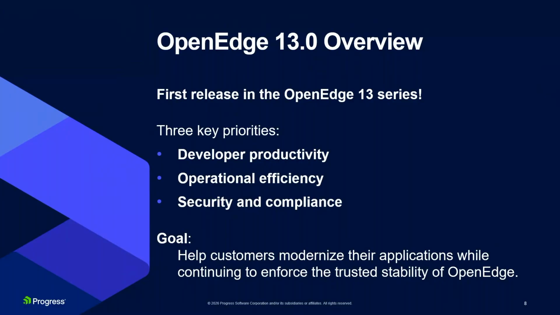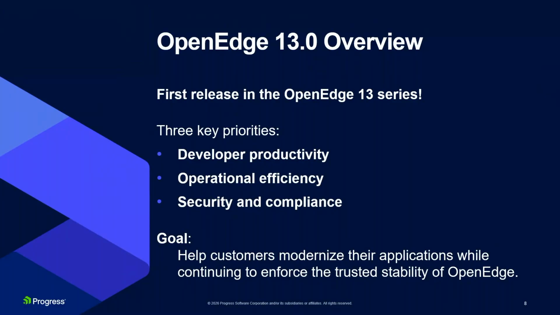As I mentioned, OpenEdge 13 is our current innovation release. It's the first release in the OpenEdge 13 series. With this release, we focused on 3 key priorities. The first is developer productivity. We want developers building OpenEdge applications to have access to modern capabilities that help them work faster, integrate with modern technologies, and reduce complexity in their code.